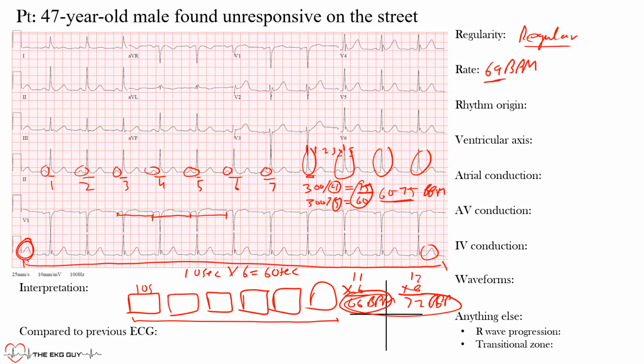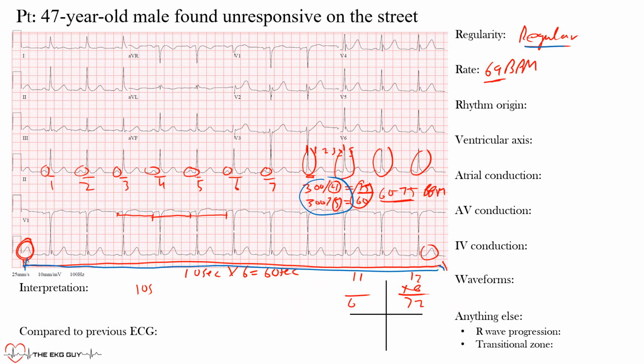In this case, we could have used either one to find the rate. Now, if it was an irregular rhythm, whether it's irregularly irregular or regularly irregular, this bottom method, the second one that we used, you can use that one. But this 300 method, there's also a 1500 method for faster rates, is only for regular rhythms. So in this case, we could have used both. Hopefully that makes sense. That's the regularity and the rate.